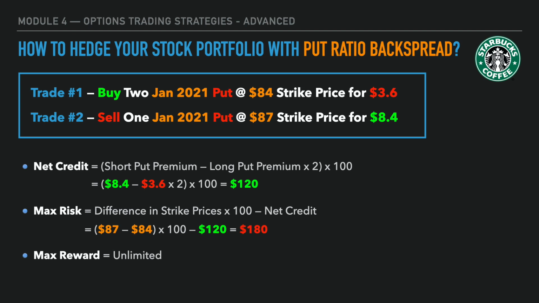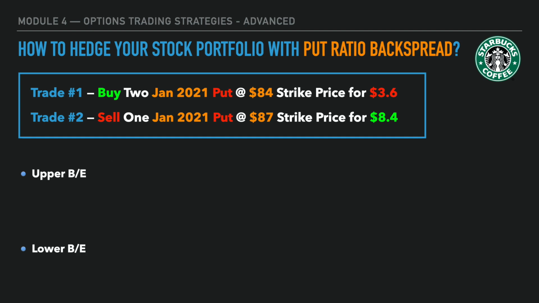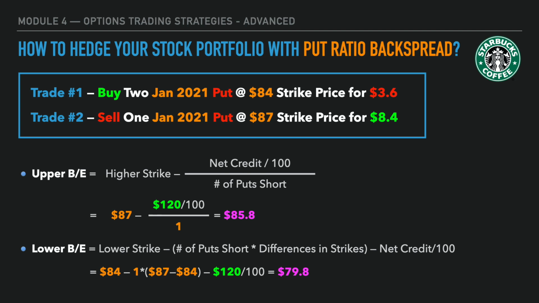Similar to call ratio backspread, your put ratio backspread also has 2 break-even prices. After the calculation, we can get the upper break-even price is $85.8 and the lower break-even price is $79.8, which is extremely close to the 50-day moving average price. And that is why we choose $84 and $87 as the strike prices for our 2 trade legs. The combination of these two plus their premium prices can give us the lower break-even price that is extremely close to the key support level, which is the 50-day moving average.